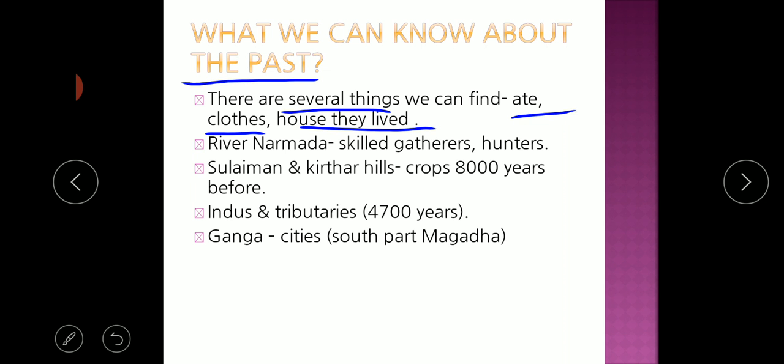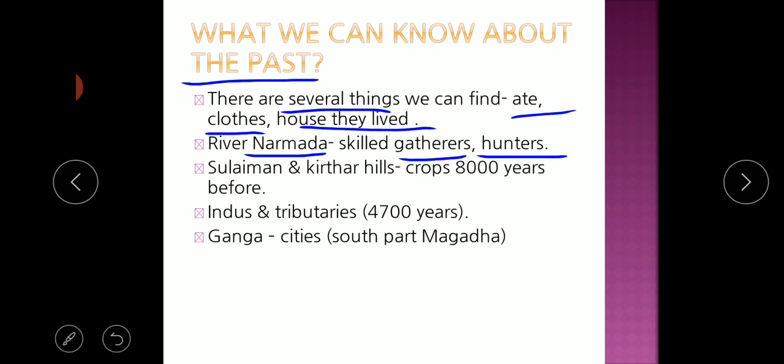At first, people started to live on the bank of the river Narmada, a settled life. At first, the people were hunting and gathering. They were called skilled gatherers and hunters. Why? Because they gathered foods like fruits, some grains, and some leaves from the forest. That is called gatherers and hunters.